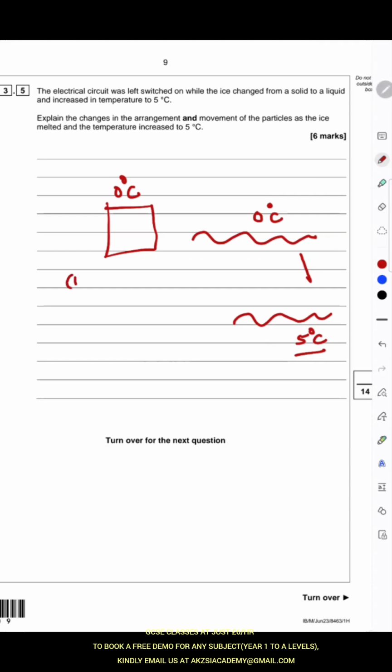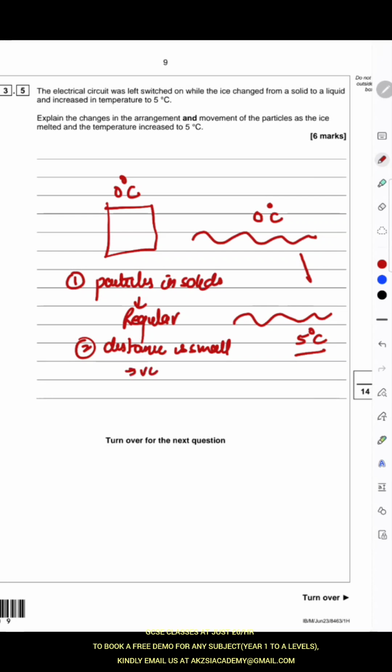So first thing about the particles in solids is that it's a regular pattern. Second, the distance among them is small, almost negligible. So they have no degree of freedom. They can only vibrate at their own place.